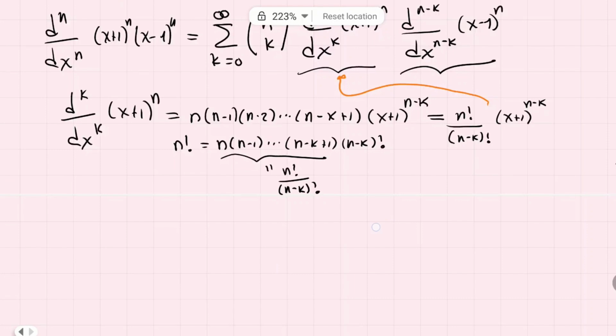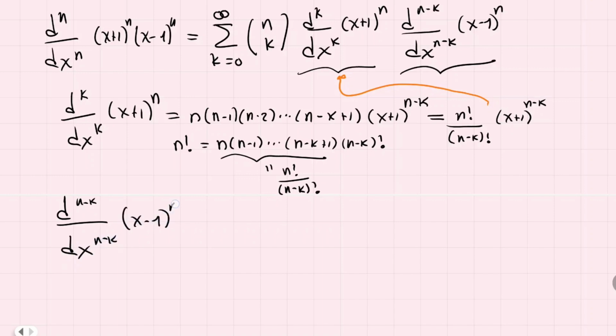So what happens with the second term? We are going to have the n minus kth derivative with respect to x of x minus 1 to the n power.